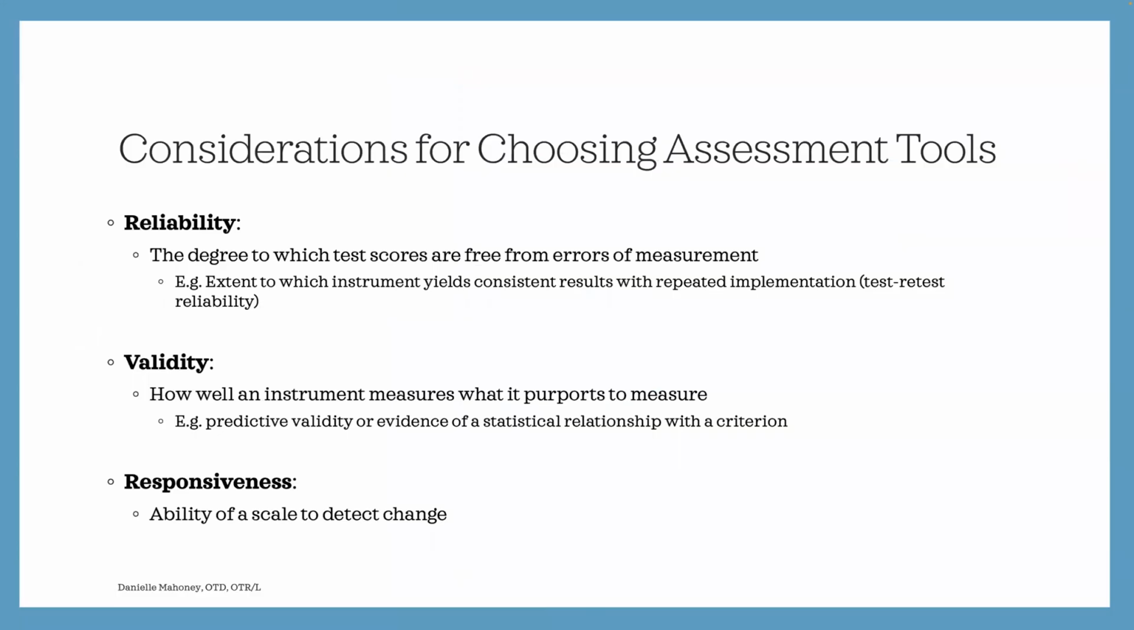More considerations for choosing assessment tools, the psychometric properties. So reliability is the degree to which test scores are free from errors of measurement. For example, the extent to which an instrument yields consistent results with repeated implementation. That's called test-retest reliability. There are also other forms of reliability, such as inter-rater reliability. Validity, how well an instrument measures what it purports to measure. For example, predictive validity or evidence of a statistical relationship with a criterion. And responsiveness, the ability of a scale to actually detect change.